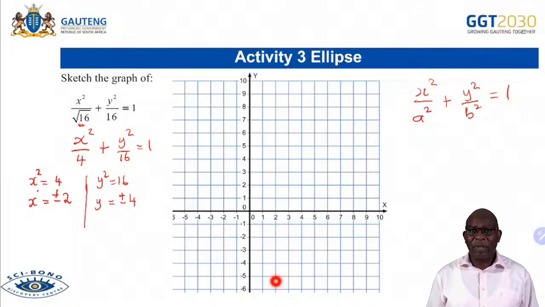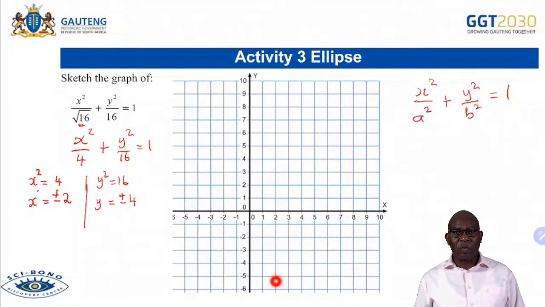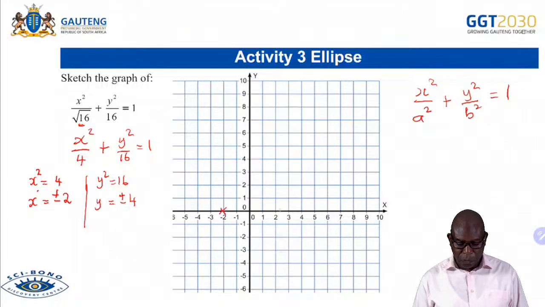That's the easy way of finding your x-intercepts and y-intercepts, because we see a lot of learners writing down the values as they are on the Cartesian plane. You must remember it's x squared, so you must take the square root of the number at the bottom. So now we check: for the x we need minus 2 and 2, and for the y we need 4 and negative 4.